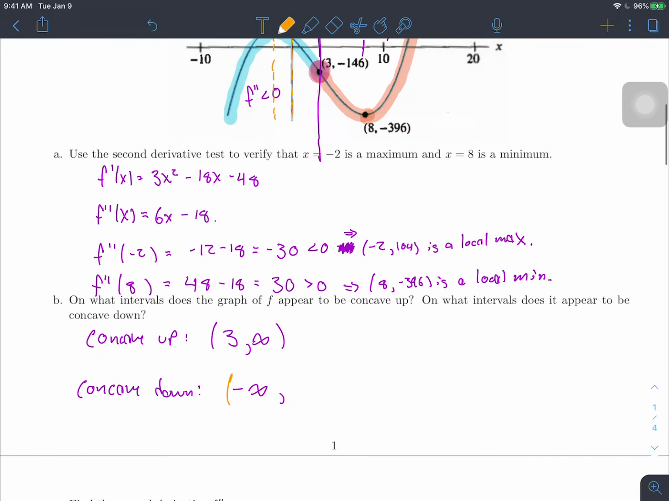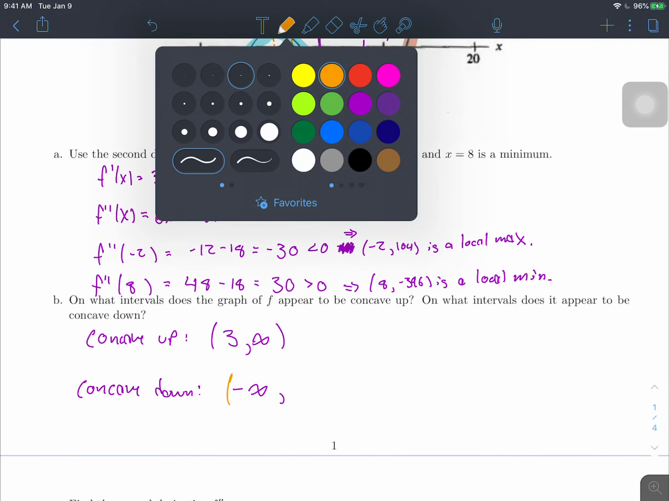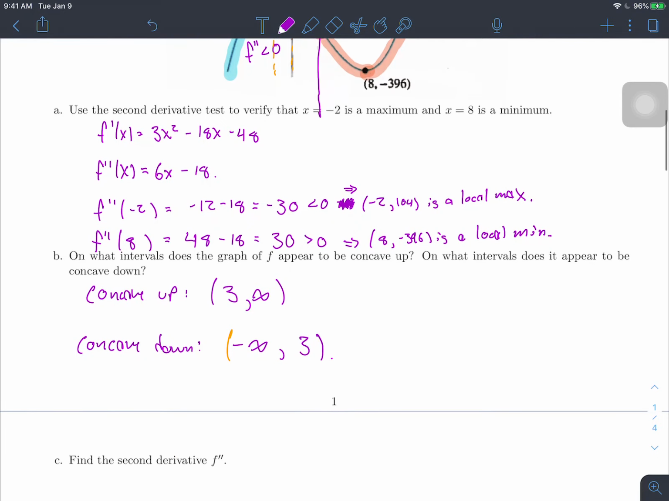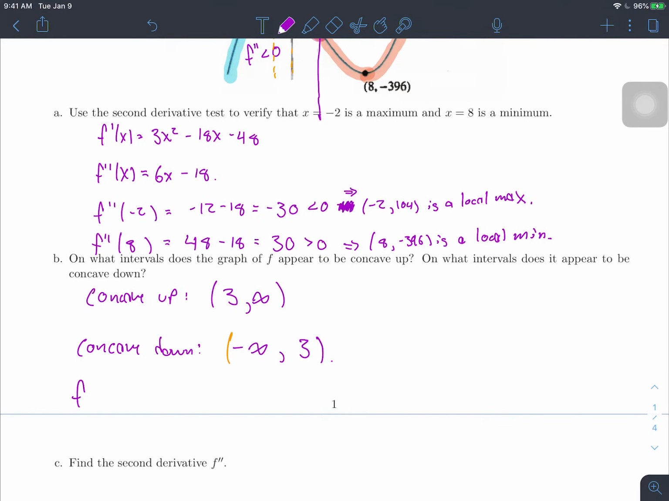So we're going to go from negative infinity all the way up to 3. So we're concave down. Okay? So I've characterized the concavity of our function on the entire real line except for one point, right? Neither of these intervals include the point 3. So the last thing I might say is f prime is equal to 0 when x is equal to 3. Something like that.